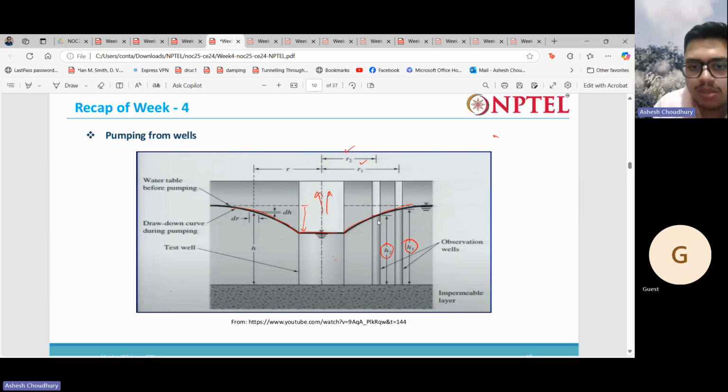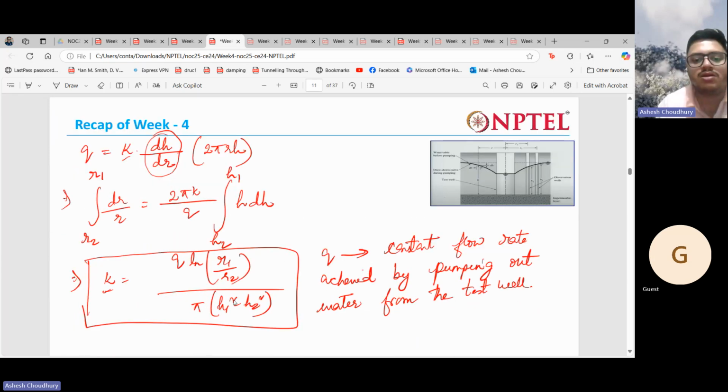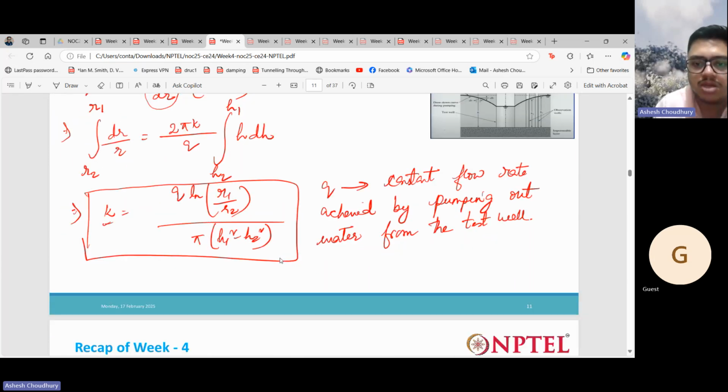So a depth from the original level of water table, what is the depth that the water table has receded now? Initially the water table was here, but as you are pumping out, obviously it is going to draw down, and the water table will recede. So you need to measure these drawdowns. Then we can use this expression to calculate the hydraulic conductivity.